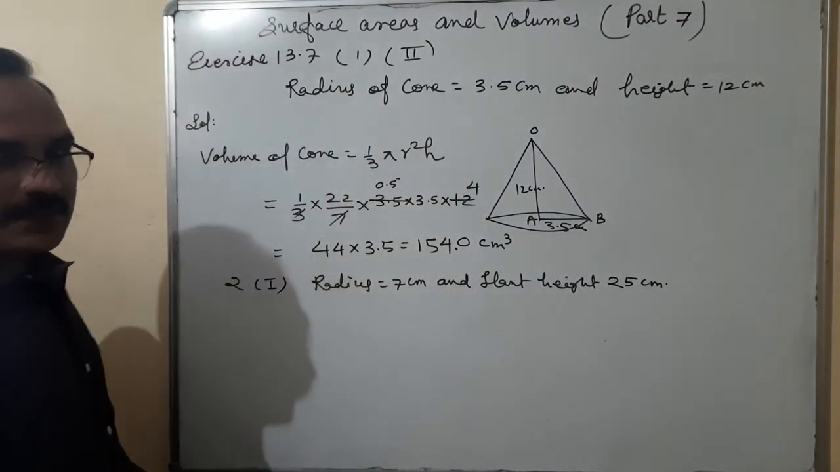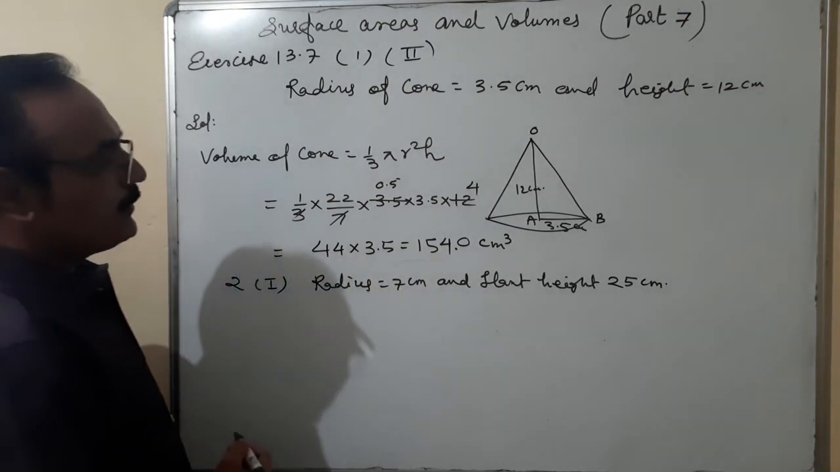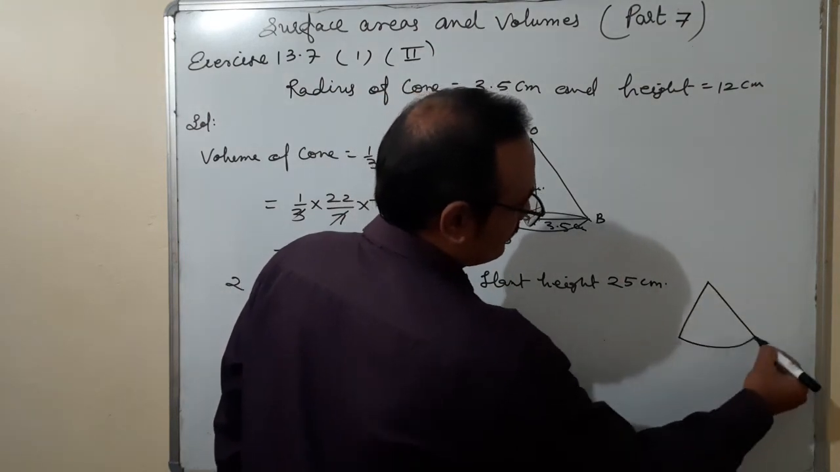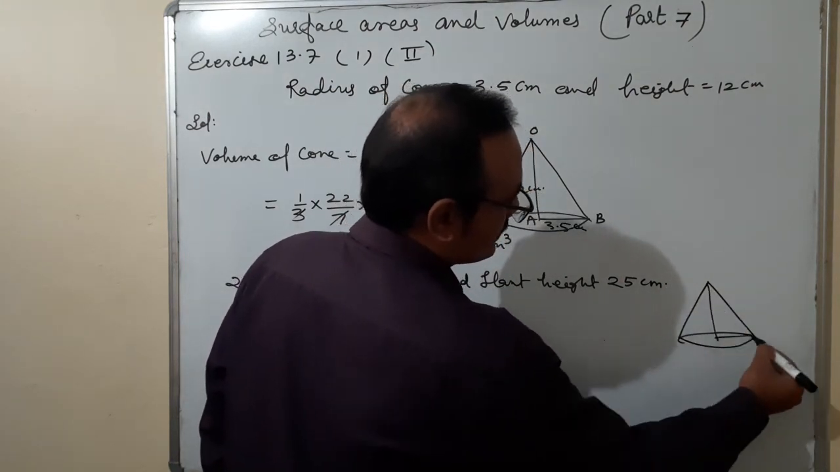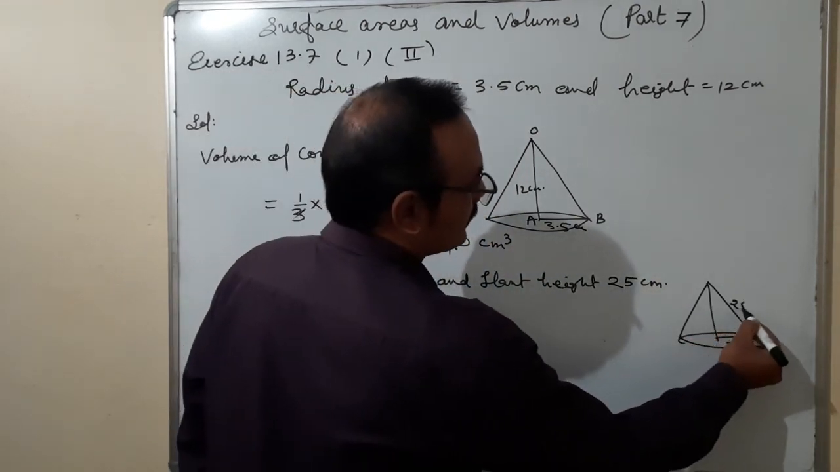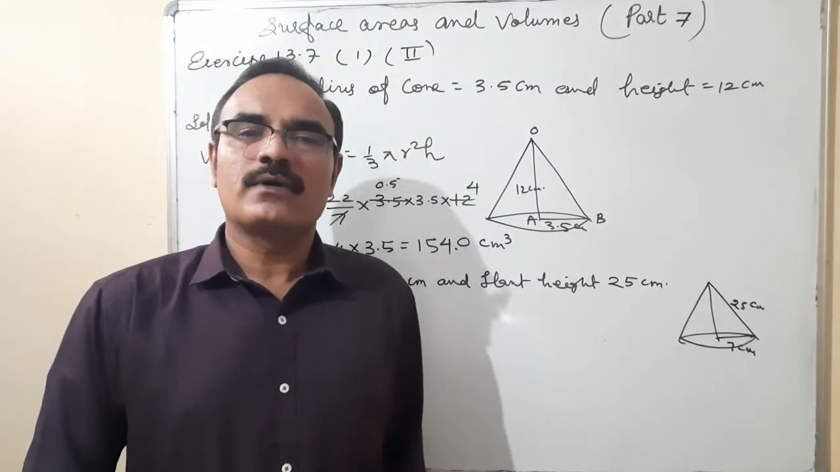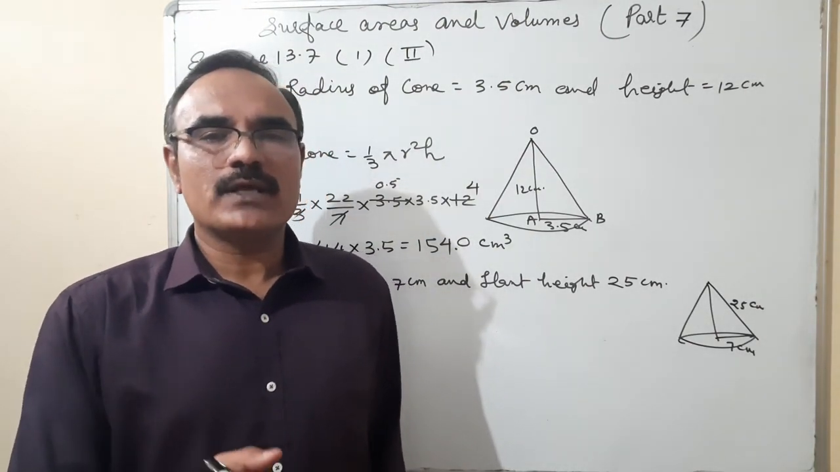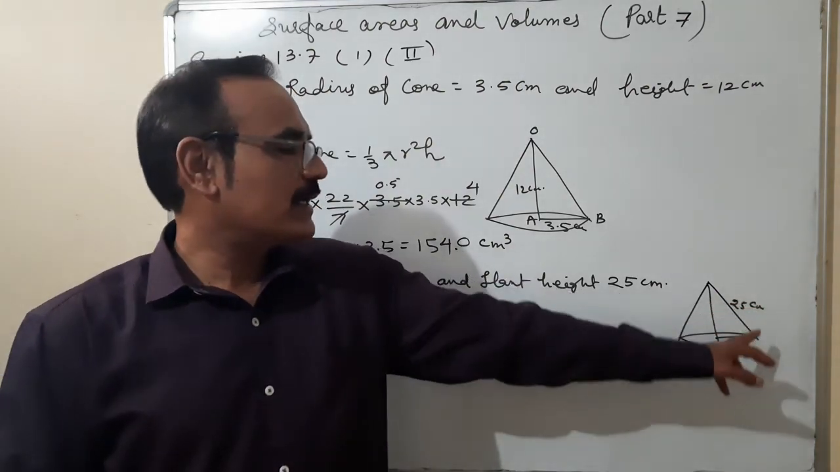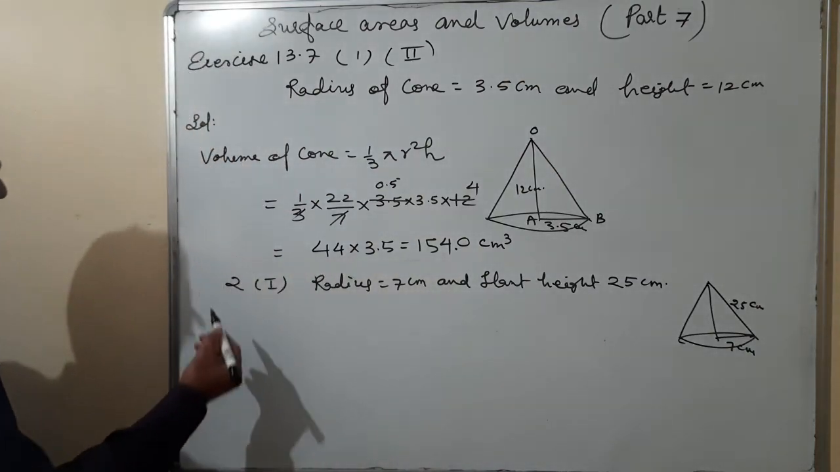You know that capacity is measured in liters, kiloliters, right? Radius 7 centimeter, and this is the diagram, with slant height 25 centimeter. I told you one thing: when we are going to find the volume of a cone, the formula is 1 upon 3 pi r square h. That means slant height is not required. So with the help of slant height and radius, we have to find the plane height first.